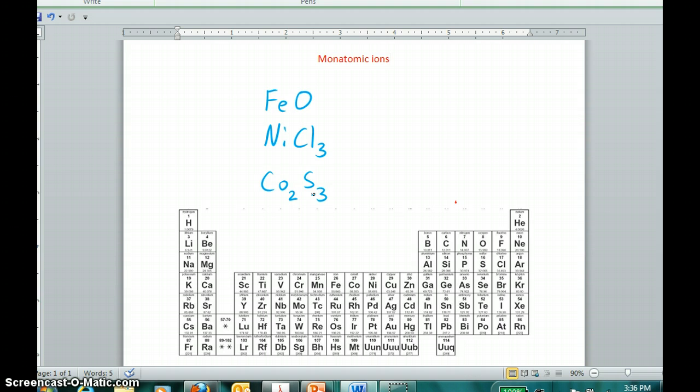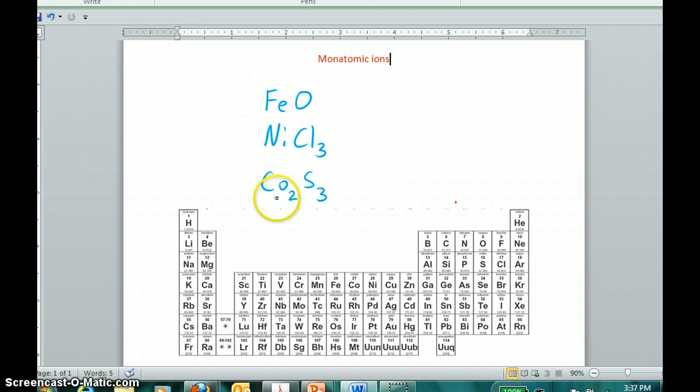Now, in all cases, clearly, these are ionic compounds. We have iron, we have nickel, we have cobalt. Those are my cations. And of course, we have monatomic anions of oxygen, chlorine, and sulfur. So I know fundamentally this is going to be iron oxide and nickel chloride and cobalt sulfide.